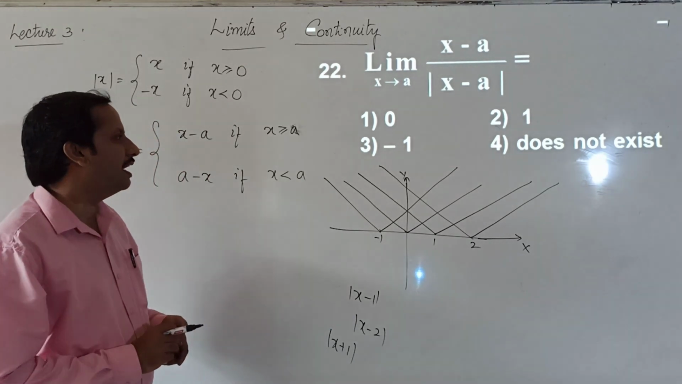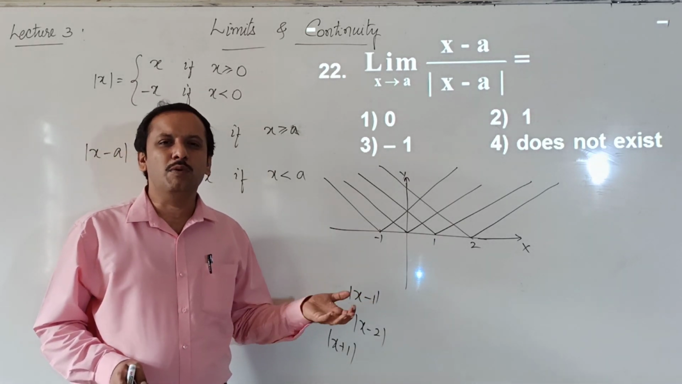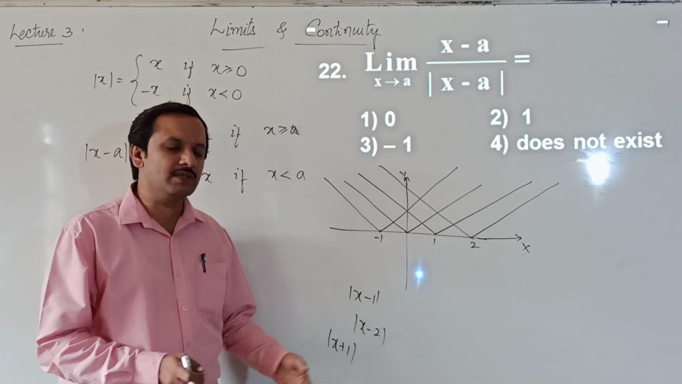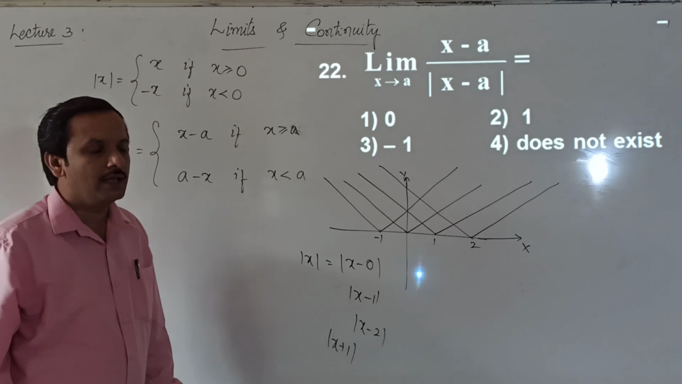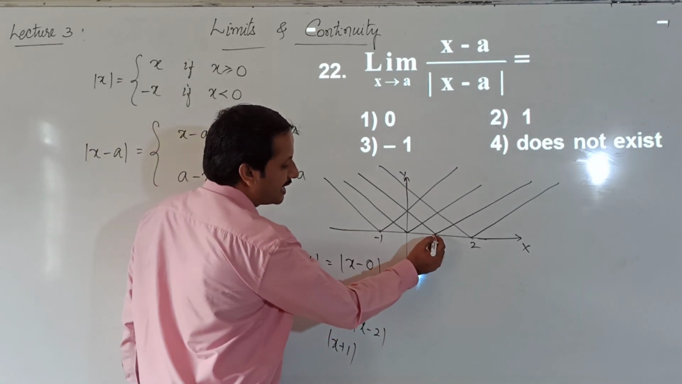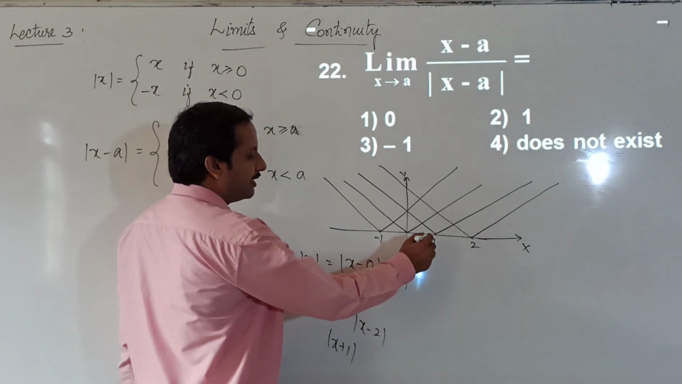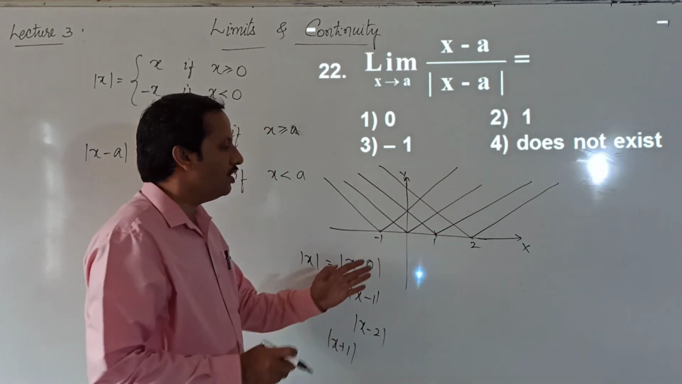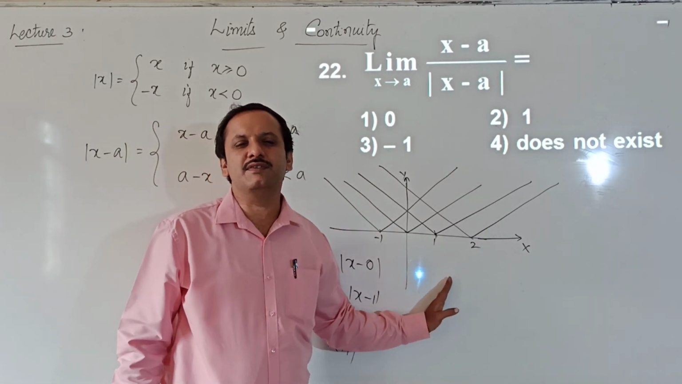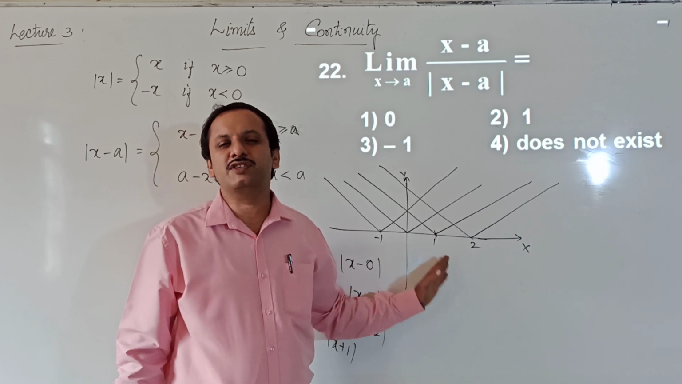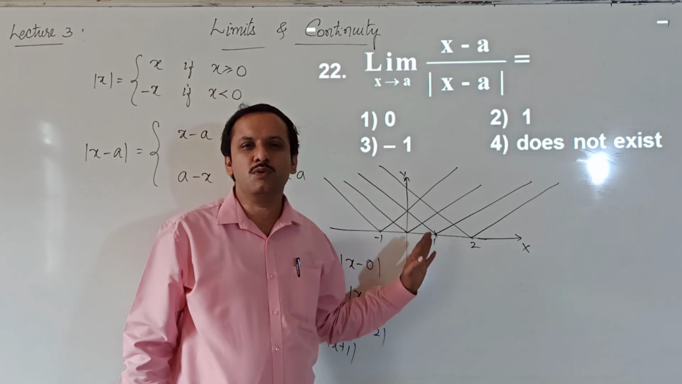Okay? You remember that mod x minus a touches the x axis at a. So mod x touches the x axis at 0 because there mod x is calculated as mod of x minus 0. Then mod x minus 1 touches the x axis at 1. Mod x minus 2 touches the x axis at 2. So if you look at the graph of mod x minus 1, to the right side of 1, that is whenever x is greater than 1, mod x minus 1 is defined as x minus 1. And to the left side of 1, that is whenever x is less than 1, mod x minus 1 is defined as 1 minus x.